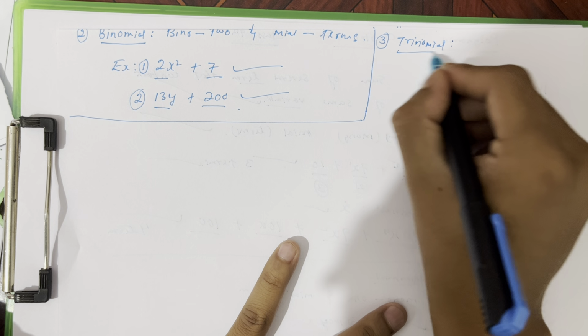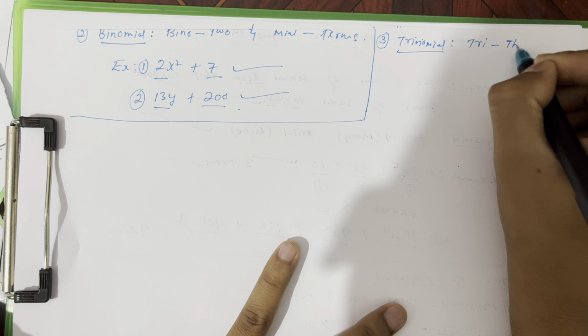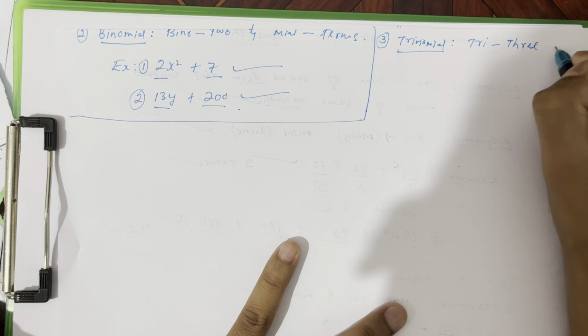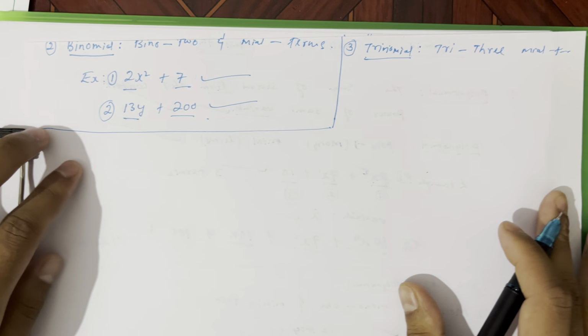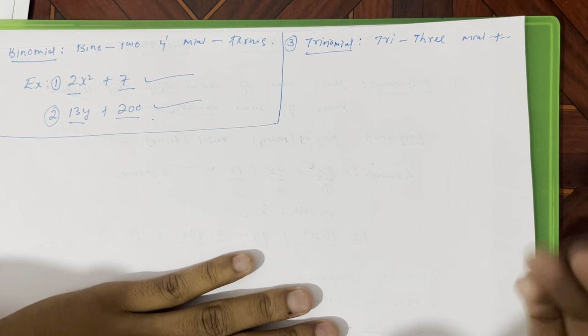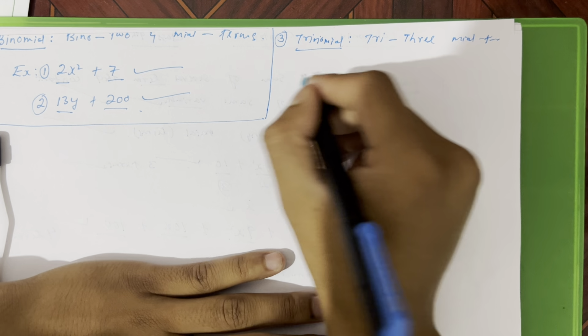So meaning of trinomial: tri means 3, you already know. And then mono means 1, similarly. Okay, so the example you can give here.